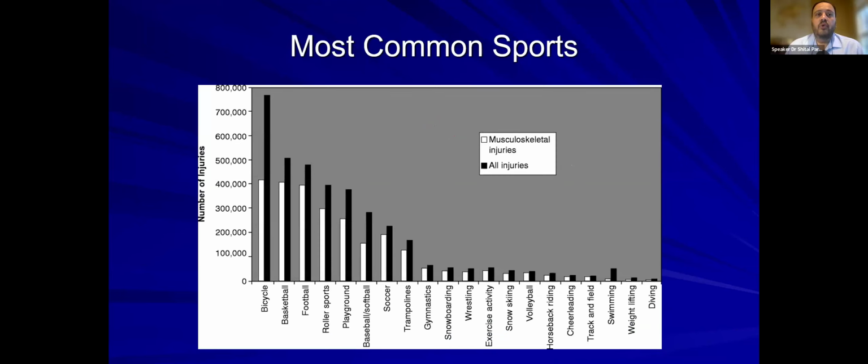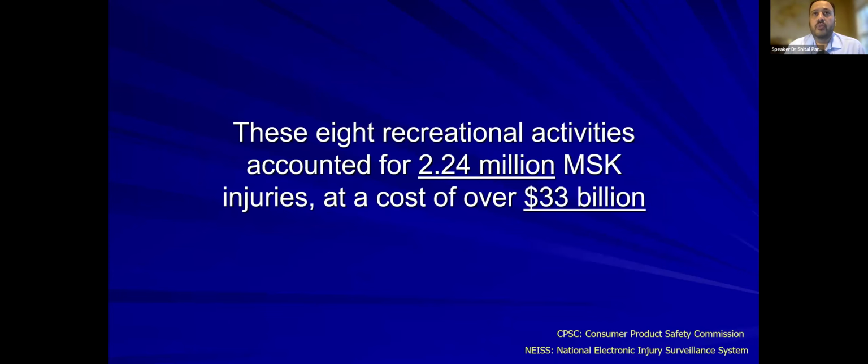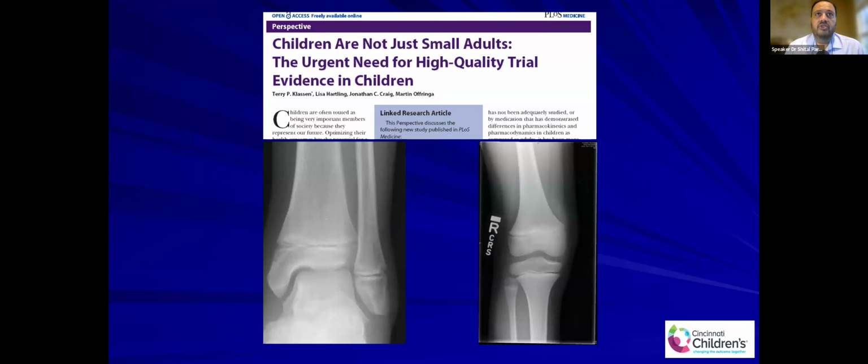Here is the list of the 8 common sports, which includes bike, basketball, football, playground equipment, soccer, and trampoline, and combined, these 8 sports account for 2.2 million MSK injuries at a cost of 33 billion. So sports have a significant impact as far as MSK medicine is concerned.